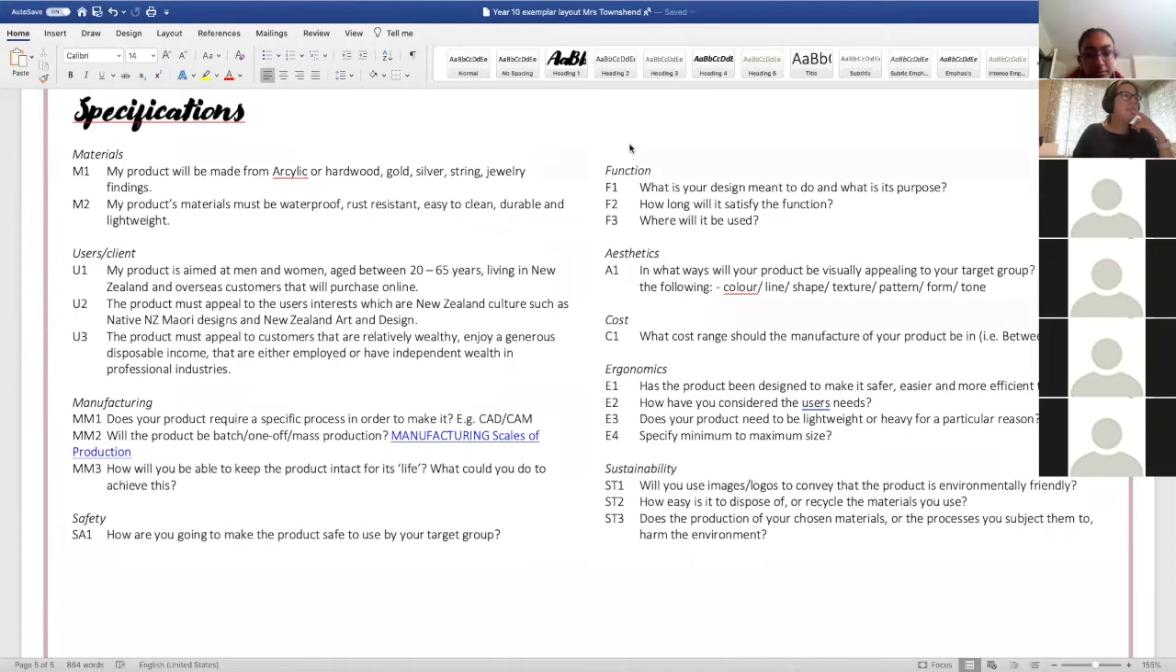Okay, so safety. How are you going to make the product safe to use by your target group? What are the possible dangers of a jewelry item? Sharp edges could stab someone. Okay, so you have to make sure the edges aren't too sharp. Yep, good. So my product will be smooth, or we could say my product must have no sharp edges. What's another one? You might have SA2 as well.